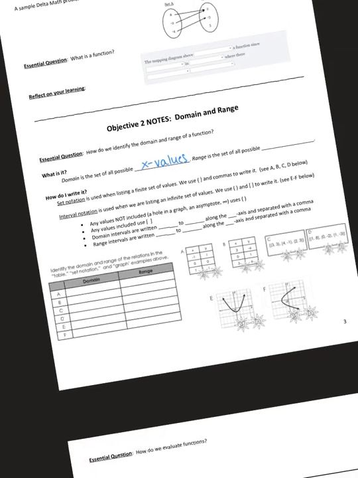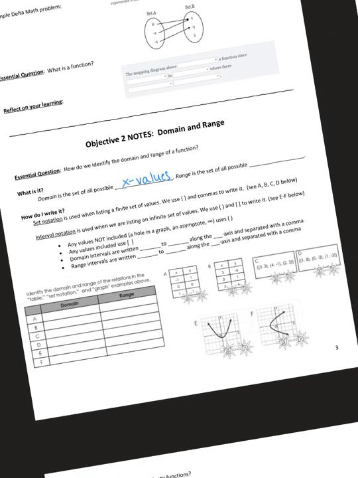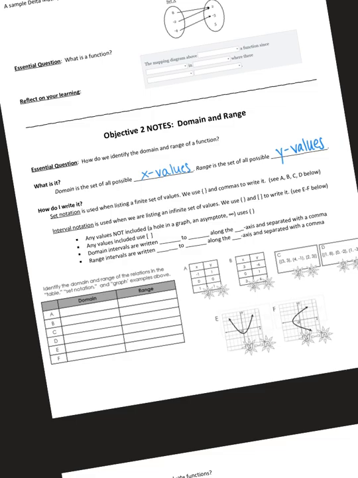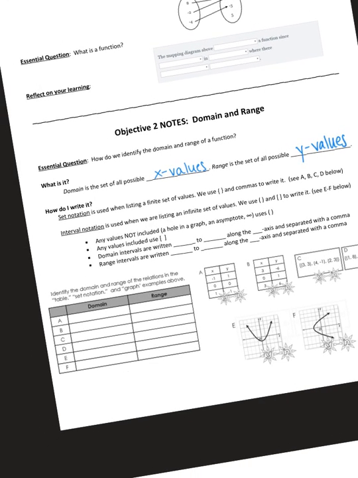Okay, so the range is the set of all possible y values for a function. And remember that that can also be called the dependent variables and the output. All right. So when we think about this, we can really think about domain and range as being two different types of sets of numbers.